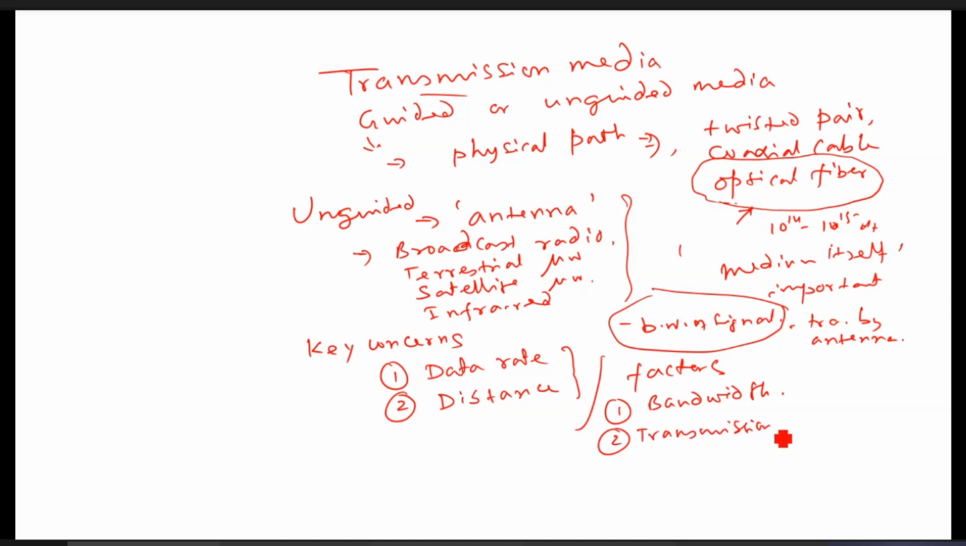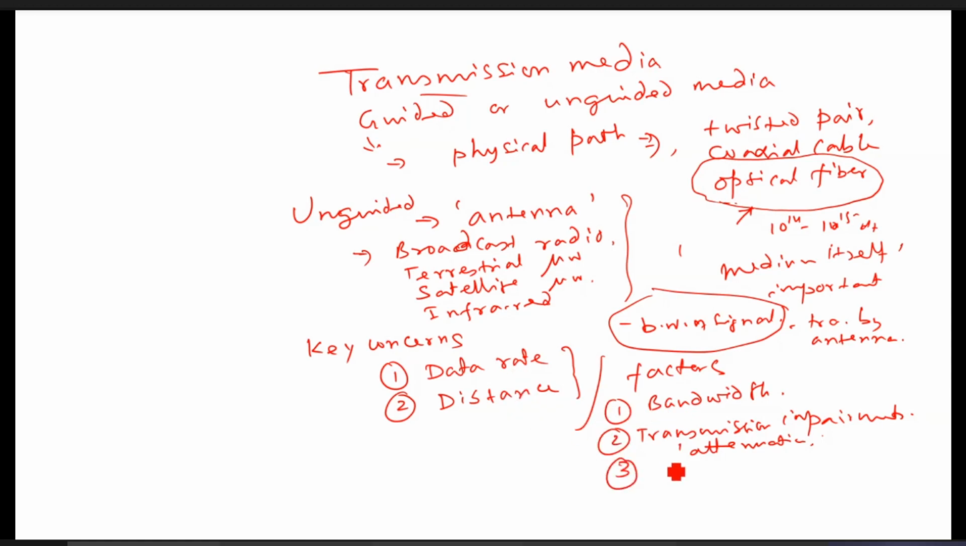Next, transmission impairments. We have seen it, and the most important is the attenuation, which will affect the distance. For guided transmissions, the twisted pair, we will discuss it. Twisted pair telephone lines suffer more attenuation compared to other guided media. So this is another factor that will affect data rate and distance.